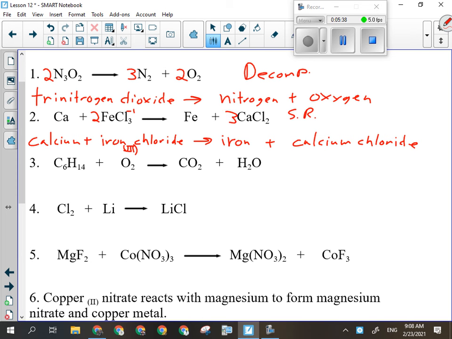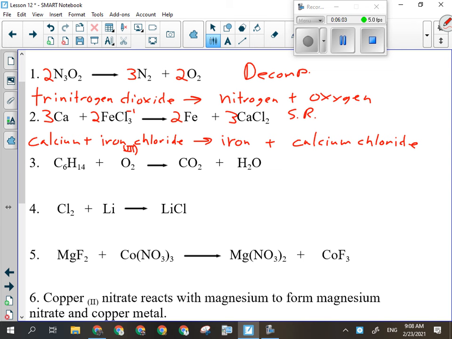3. Okay, so now I've got the chlorine balanced. But when I put a 2 here, it also gave me 2 iron atoms. So I've got to go over here and put a 2 in front of that to make sure my iron's balanced. Okay, when I put this 3 here, that gave me 6 chlorines, but it also gave me 3 calciums. So I've got to go back over here and make sure I've got 3 calcium atoms.